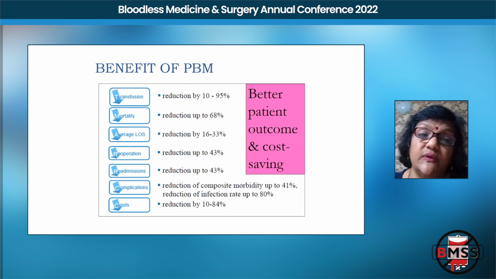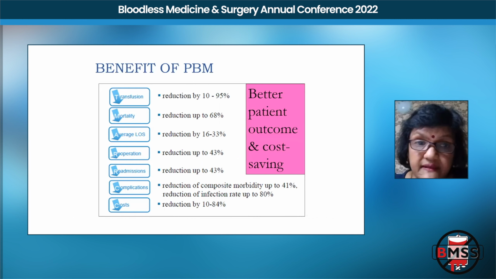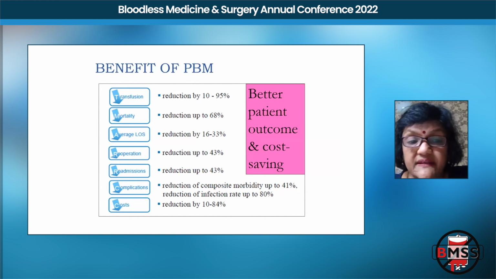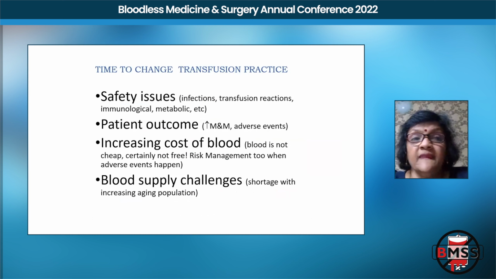And in this study, we have seen that there's a reduction of transfusion with the practice of patient blood management for up to 95%, and mortality has reduced up to 68%, and the length of stay in the hospital has reduced up to 33%. Readmission and re-surgery has also reduced by 43%. Reduction of morbidity up to 41%, and the length of stay in the hospital has also reduced. So is it time to change our transfusion practice?